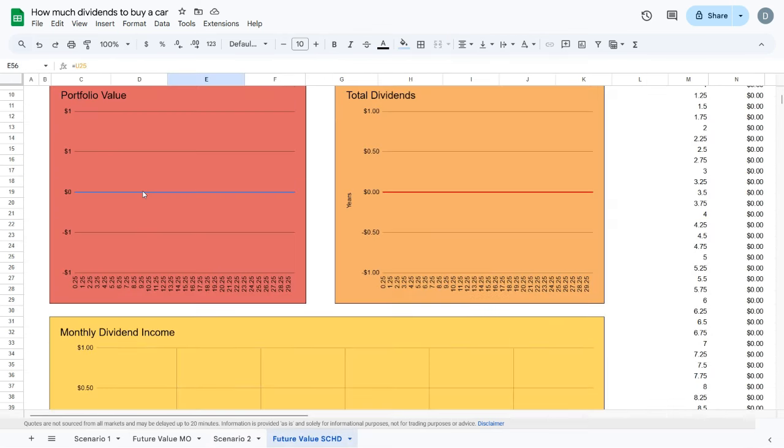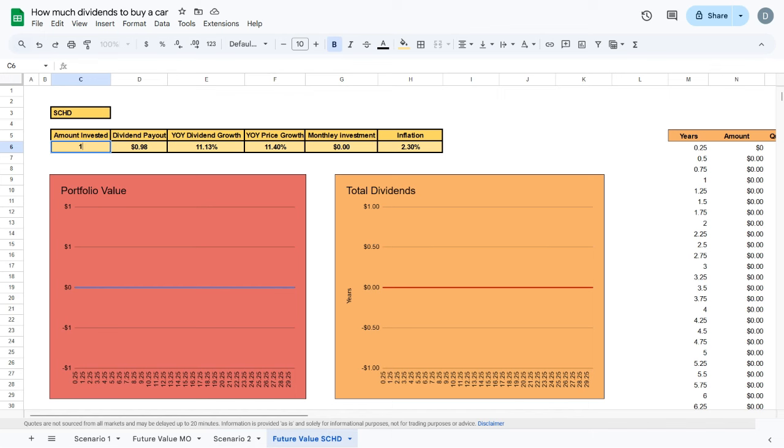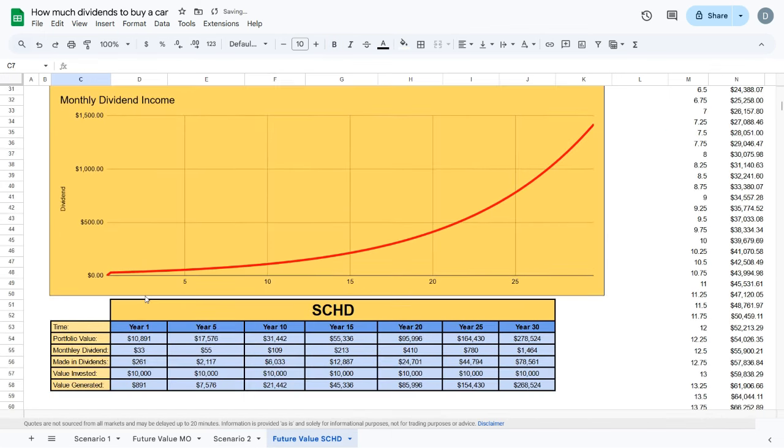So if we were to make a one-time investment of $10,000 into SCHD, we would not actually generate $4,200 in dividends within 5 years, but our portfolio value would be sitting at $17,500, and the overall value generated would be sitting at $7,500.